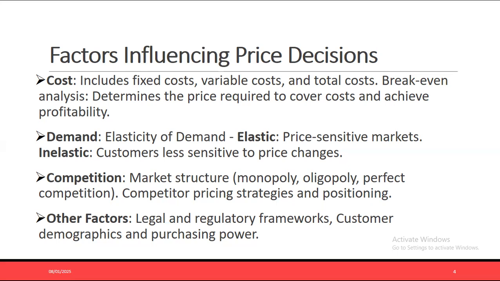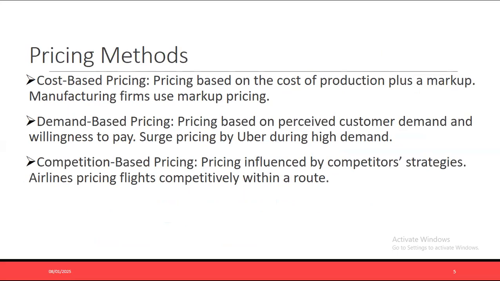And then you have other factors like legal and regulatory frameworks, the customer demographics, and then purchasing power. We found these in the external environment. All of these affect the pricing decision.